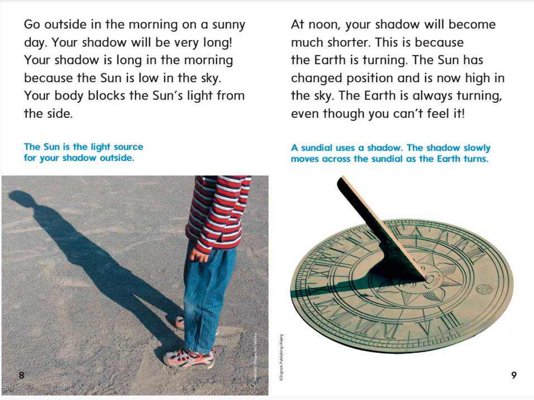At noon, your shadow will become much shorter. This is because the earth is turning. The sun has changed position and is now high in the sky. The earth is always turning, even though you can't feel it. A sundial uses a shadow. The shadow slowly moves across the sundial as the earth turns.